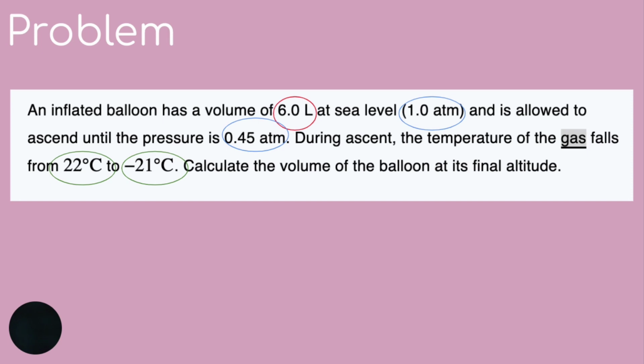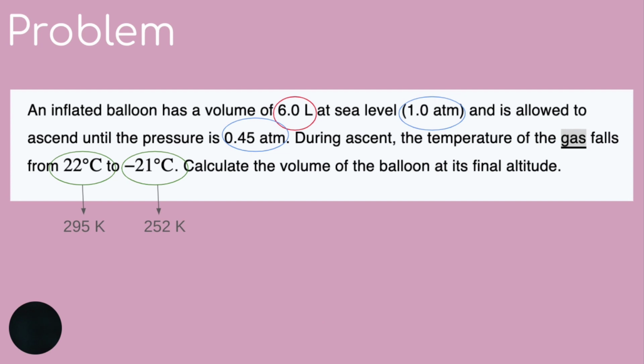In this case, the conversion you're going to have to make at this point is go from Celsius to Kelvin, which you should know how to do at this point or else you're a failure. I'm kidding. But yeah, so your 22 degrees Celsius is going to become 295 Kelvin, and your negative 21 degrees Celsius is going to become 252 Kelvin.